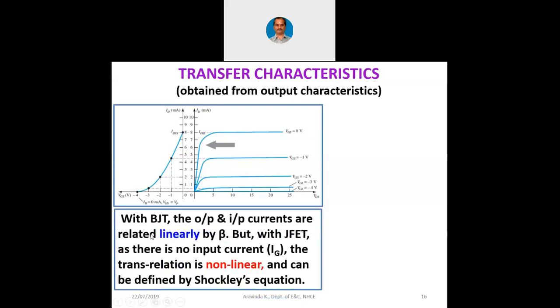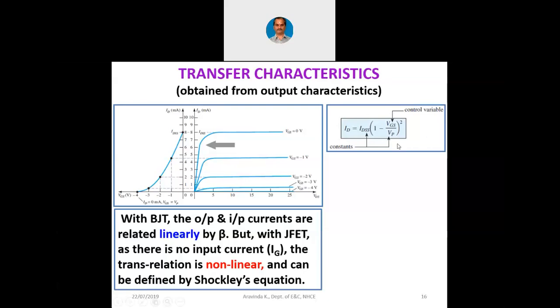With BJT, the output and input currents are related linearly by beta. But with JFET, as there is no input current Ig, the relation is non-linear and can be defined by Shockley's equation. The scientist William Shockley made an equation for this particular JFET. That equation is ID equals IDSS into 1 minus VGS by VP whole square. This is the equation which Shockley derived. We are not going to have the derivation of this equation in our syllabus. It is too much complicated. We are only going to use the equation which Shockley derived in our future exercises.